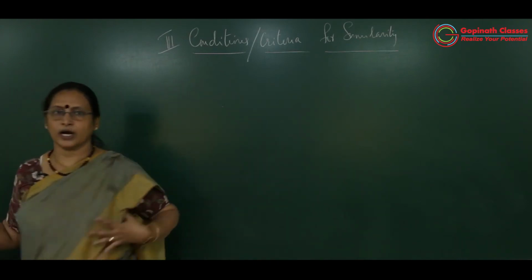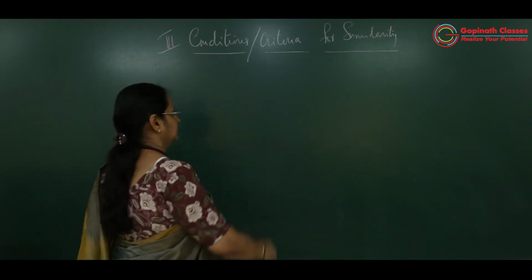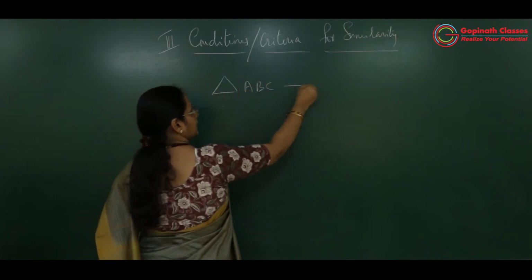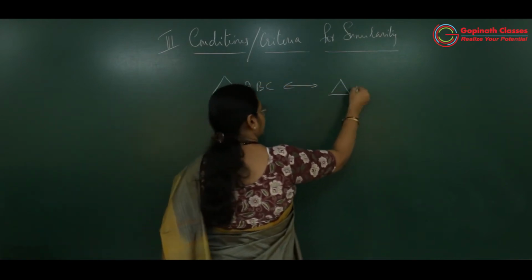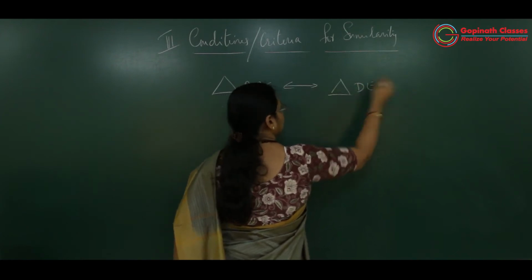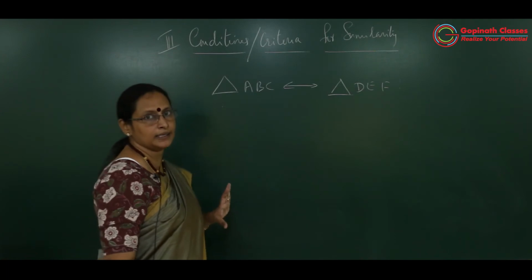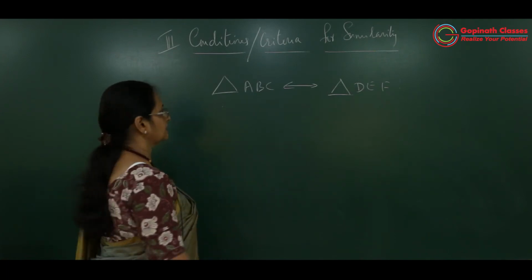For 2 triangles to be similar, triangle ABC corresponds to triangle DEF. When can you say these 2 triangles are similar? If there are 2 triangles, we are comparing them. When can you say 2 triangles are similar?